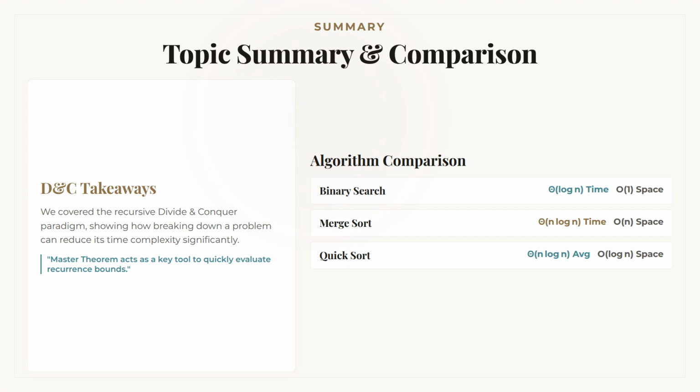Finally, we examined Strassen's matrix multiplication, which improved the complexity of matrix multiplication from cubic time to approximately n raised to the power 2.81. These algorithms are not only important for examinations, but also form the backbone of modern computing systems and advanced algorithmic research.